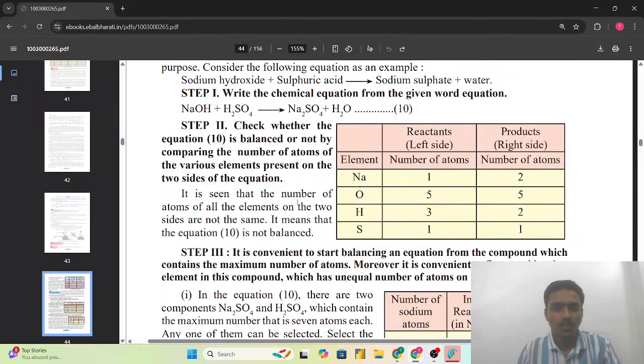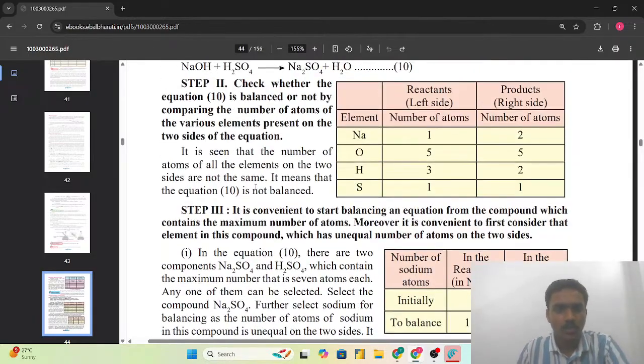So it is seen that the number of the atoms of all the elements on the two sides are not the same. जैसा कि हम देख सकते हैं कि यहाँ पर सारे एलिमेंट सेम नहीं. Means we can say that sulfur is balanced. Then we can say that oxygen is also balanced, but sodium and hydrogen are not balanced. It means that the equation is not balanced. मतलब ये जो इक्वेशन है वो बैलेंस नहीं है.